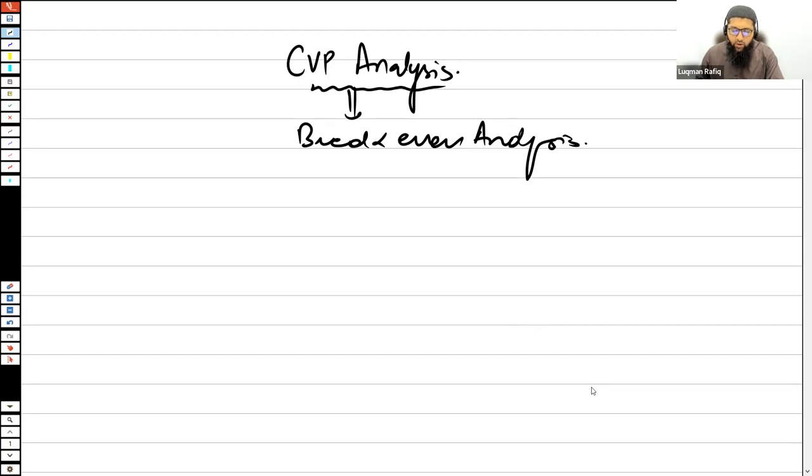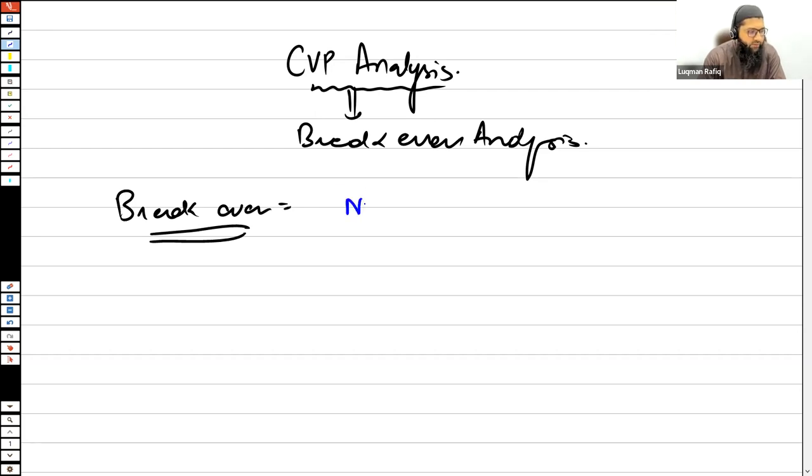Whenever we talk about the CVP, the first thing is that you need to understand the concept of break-even. I will just have a quick recall of the different ratios, the first of which is the break-even ratio. What exactly do we mean by break-even? The concept of break-even is that there is no profit and there is no loss. So it's actually about no profit, no loss.